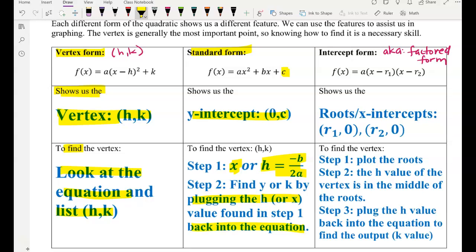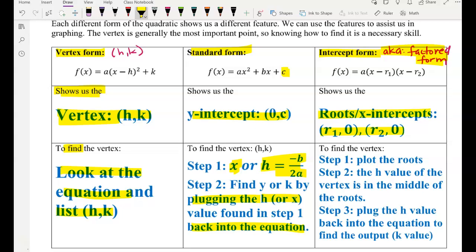Now the third form is the intercept form, aka factor form. It is easiest to find the roots, aka the X intercepts. We just take each factor and set it equal to 0. We are going to have at most 2 roots. Sometimes we are going to have 1 or none at all if it doesn't touch the x-axis.